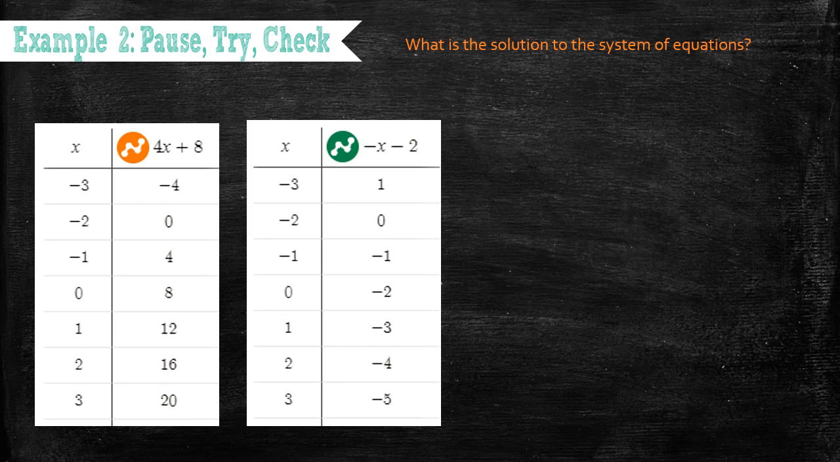Again, I'm just panning through my two tables and I'm finding where my x and y are equal to one another. So if I look here, I've got (-3, -4). That does not match (-3, 1), but my next point here, (-2, 0), those match. So if I were to graph these two equations, they would be intersecting at that point, (-2, 0).